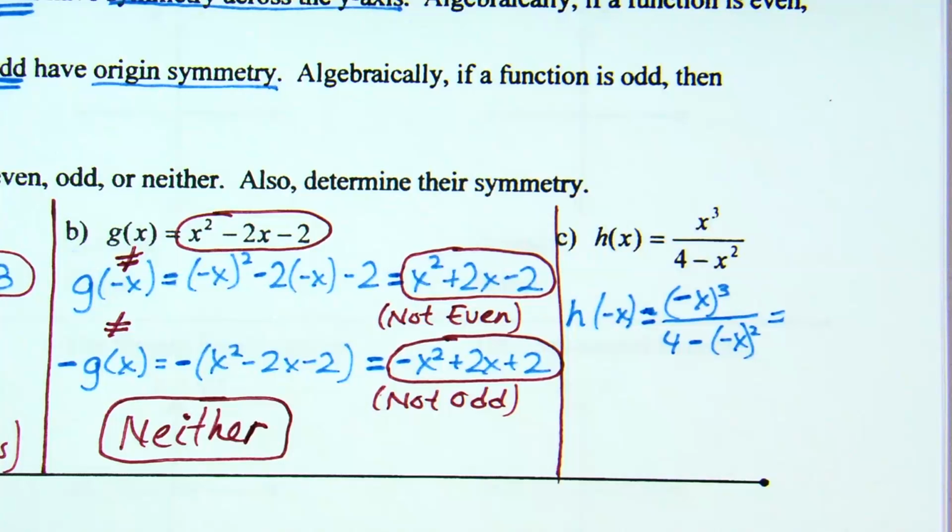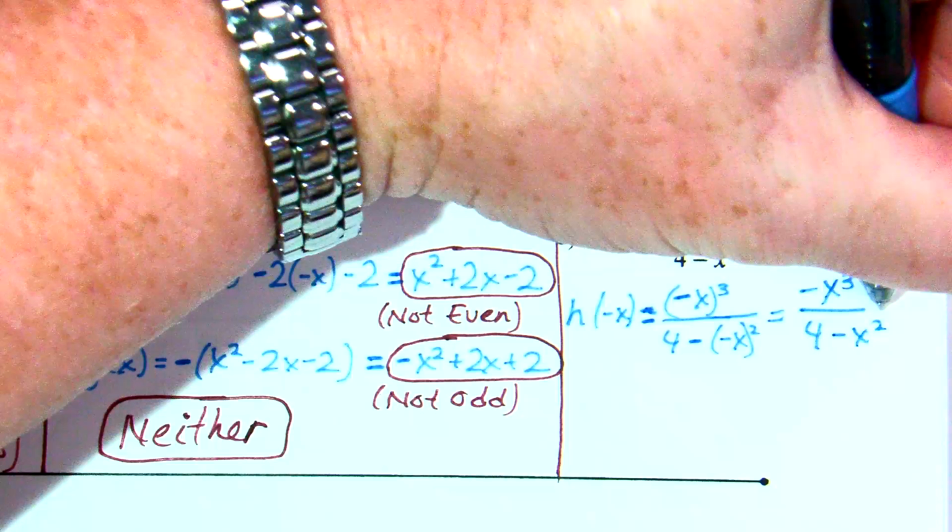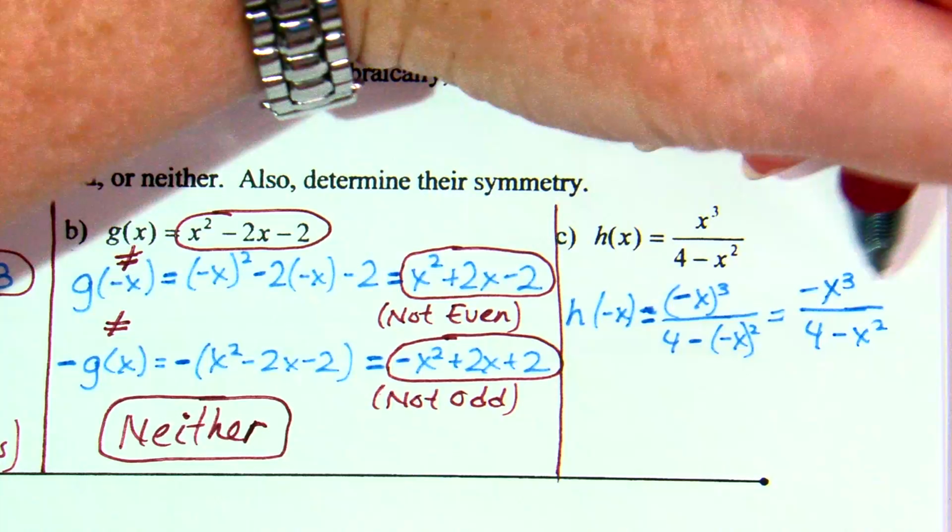What's this come up to be? What is negative x raised to the third? That is negative x to the third over 4 minus, what is negative x raised to the second? Positive x to the second. So my denominator is still 4 minus x to the second, but my numerator is negative x cubed.